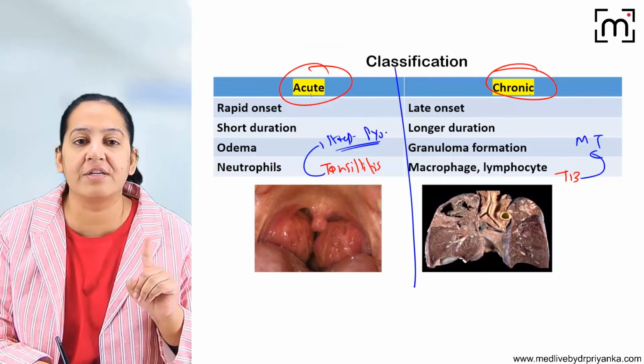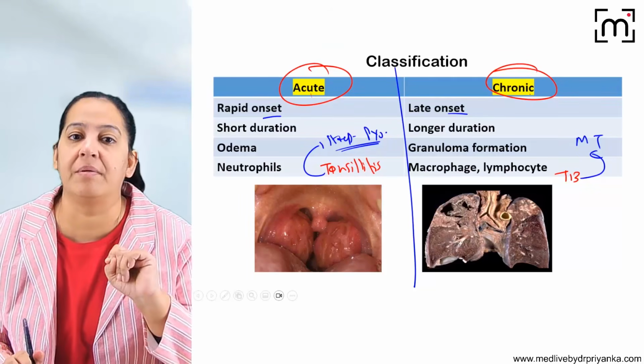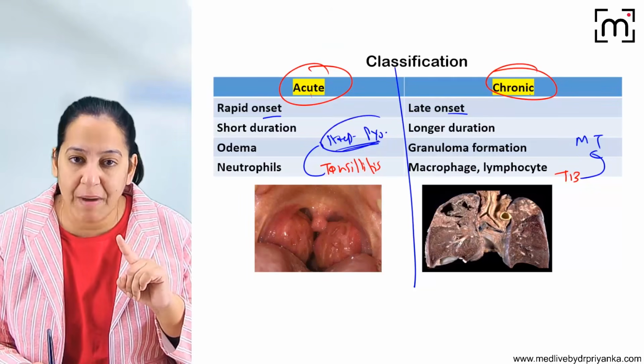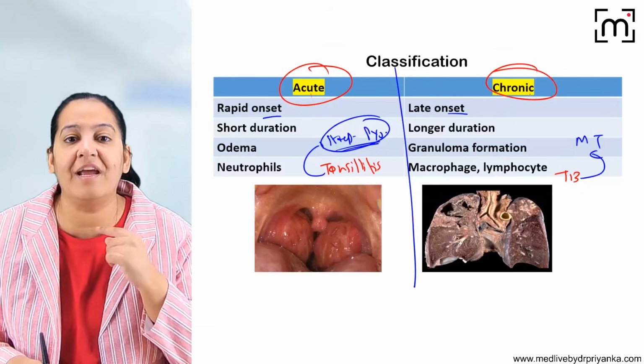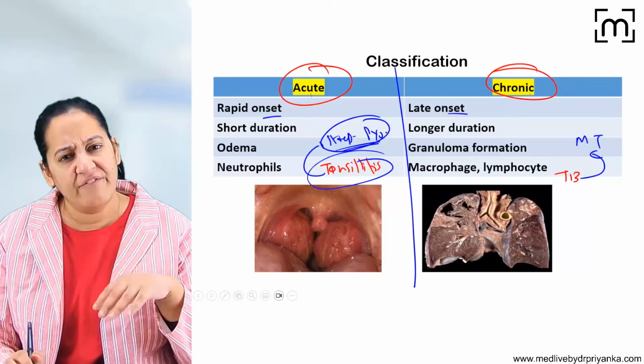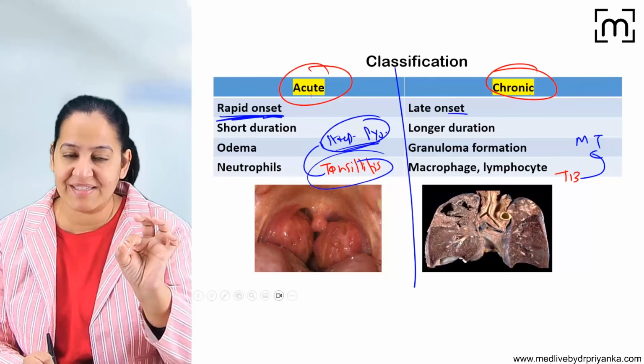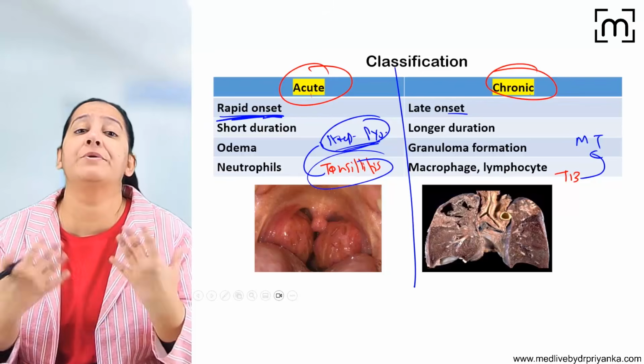What do you mean by onset? Onset is the duration between the entry of the microorganism and the first symptom. As soon as Streptococcus pyogenes enters the tonsil, it produces tonsillitis or the symptoms of tonsillitis within a few hours. So your onset is very rapid. As soon as the bacteria enters, within a few hours it will produce the symptoms.